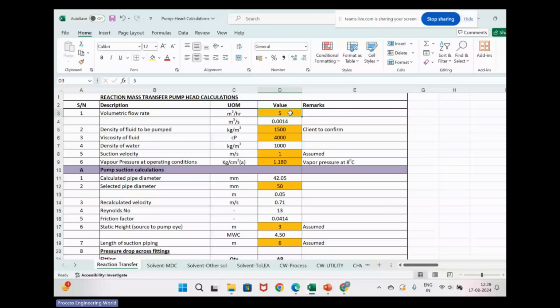Now you need to convert that into meter cube per second. How do you convert meter cube per hour into meter cube per second? By dividing it by 3,600, because in an hour you have 3,600 seconds. So you have converted 5 meter cube per hour into 0.0014 meter cube per second. Why do you need to convert it into meter cube per second? Because the unit of velocity is meter per second.